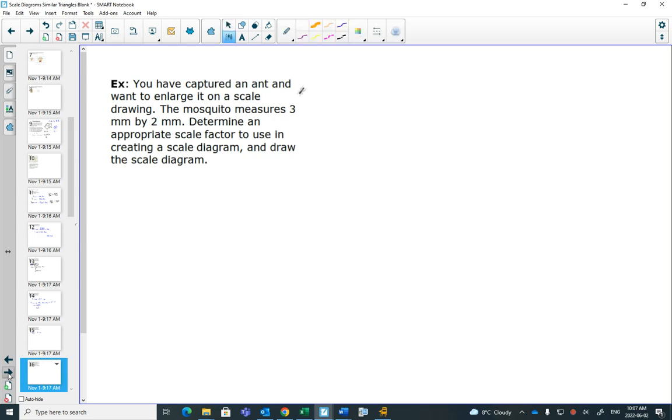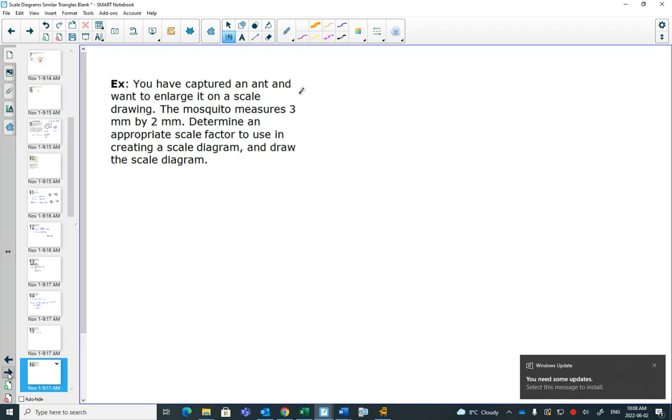All right. You have captured an ant and want to enlarge it on a scale drawing. This question went bad, right? You captured an ant and it somehow morphed into a mosquito. This is crazy. And the mosquito now measures 3 millimeters by 2 millimeters. Thank you, JB, for taking us on this amazing journey. Yes, this makes it more interesting when things like this happen. Okay? Oh yeah, we're still recording.